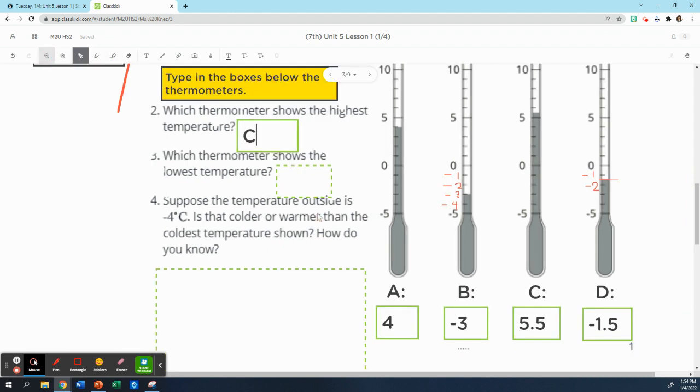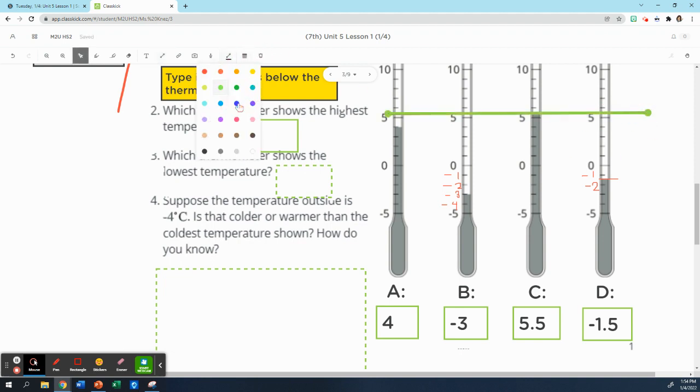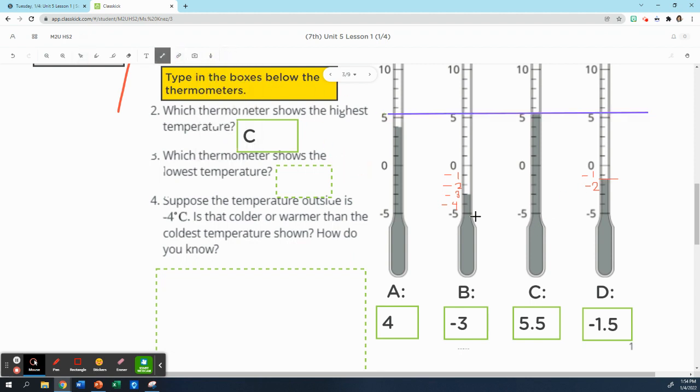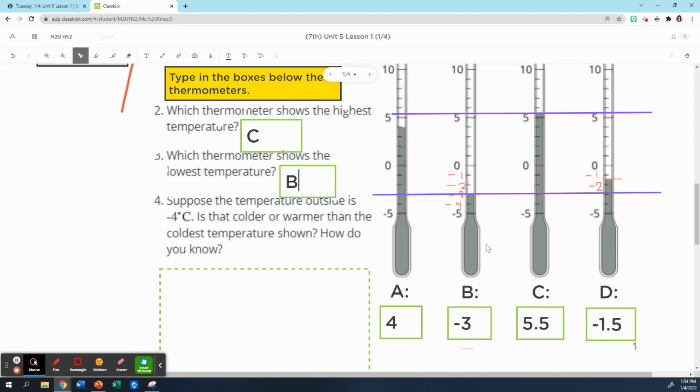It's in the positive, right? And it's the highest temperature. We can see that the line for thermometer C is higher than any other temperature. Now, the lowest temperature is going to be the temperature for which we could draw the lowest line, where it's the lowest on the thermometer. And in this case, it's going to be thermometer B, which is -3 degrees.